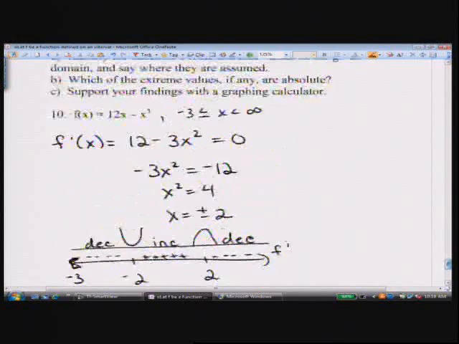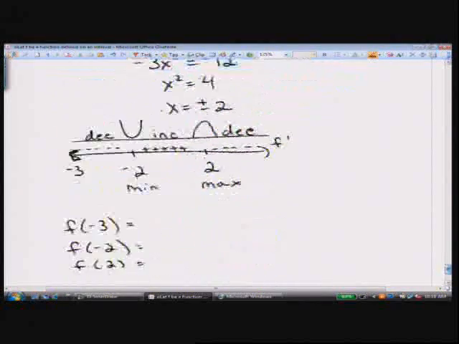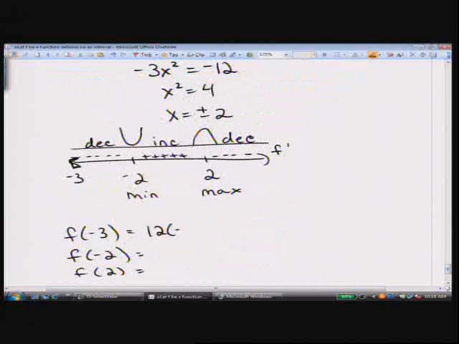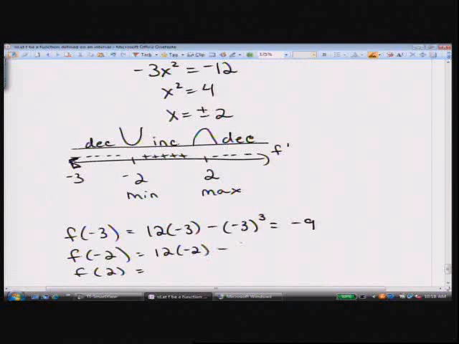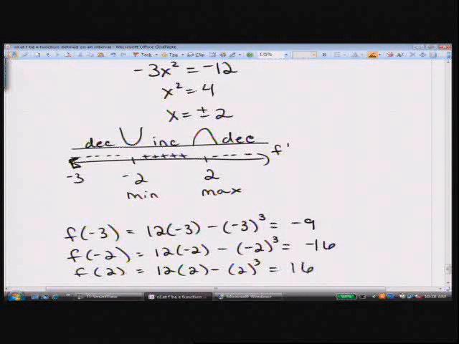All right, your original function is 12x minus x cubed. So 12 times negative 3 minus negative 3 cubed. If you type that into your calculator, you will get negative 9. On this one, you will get negative 16. And on this one, you will get positive 16. All right.